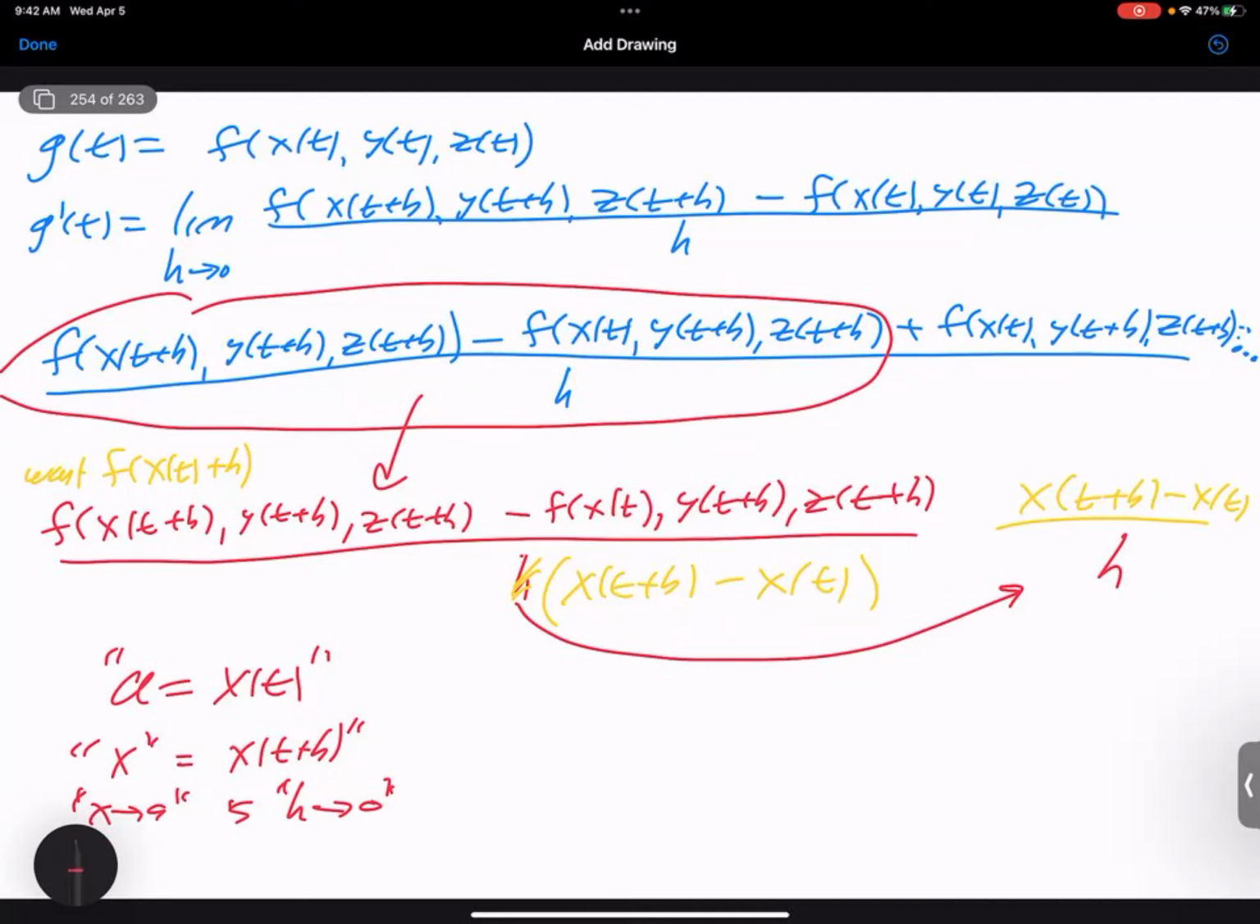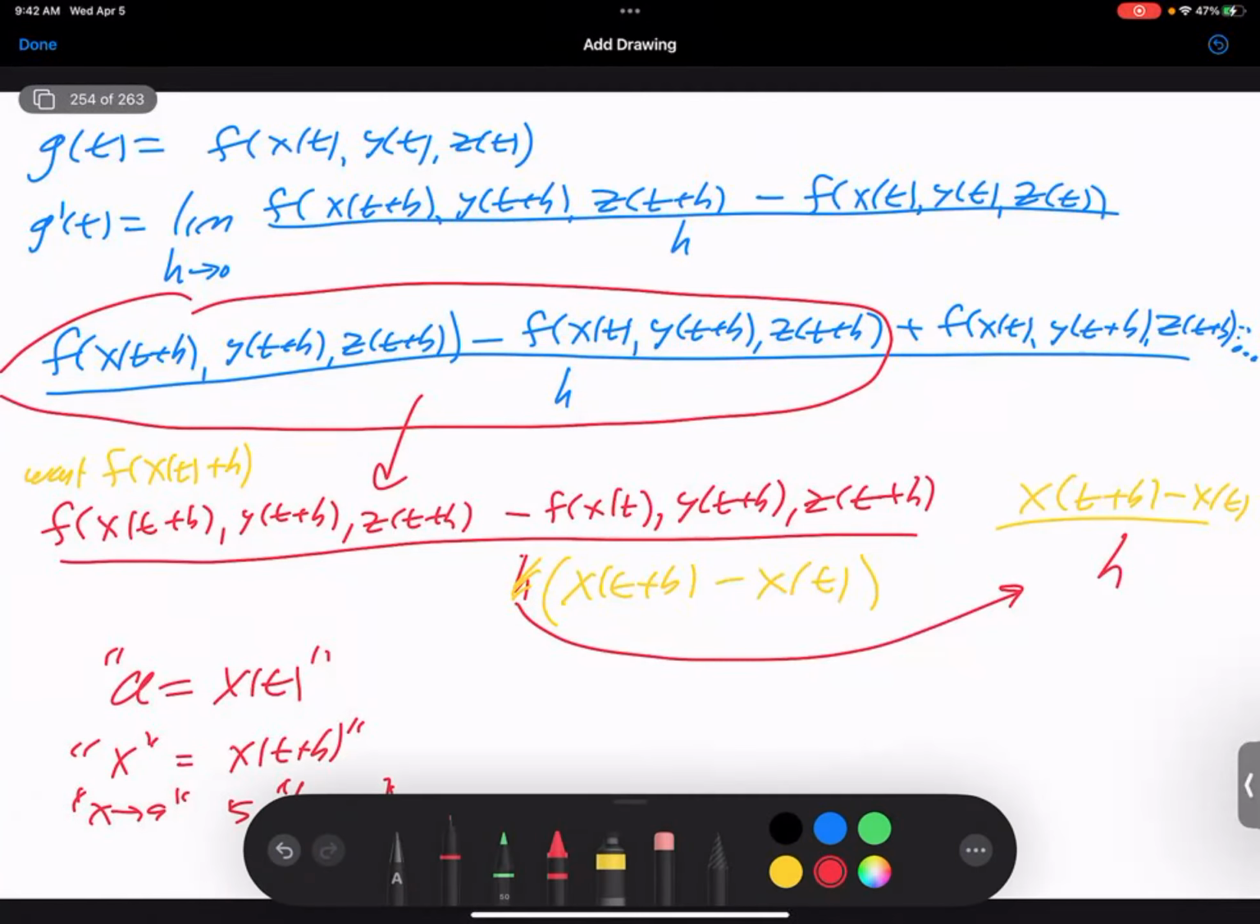If I multiply by 1 like this, what I have now in the beginning is looking like the derivative of f with respect to x, the first component, evaluated at the point x of t. And then I have the second piece, x of t plus h minus x of t over h, and I take the limit as h goes to 0. So now we have to see what each piece goes to.